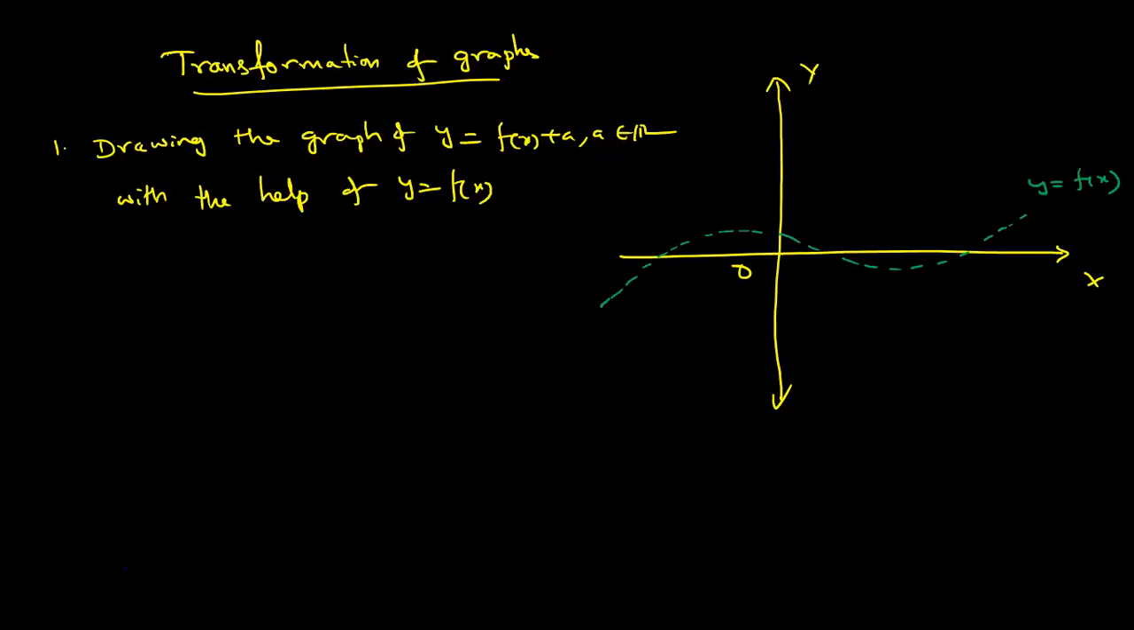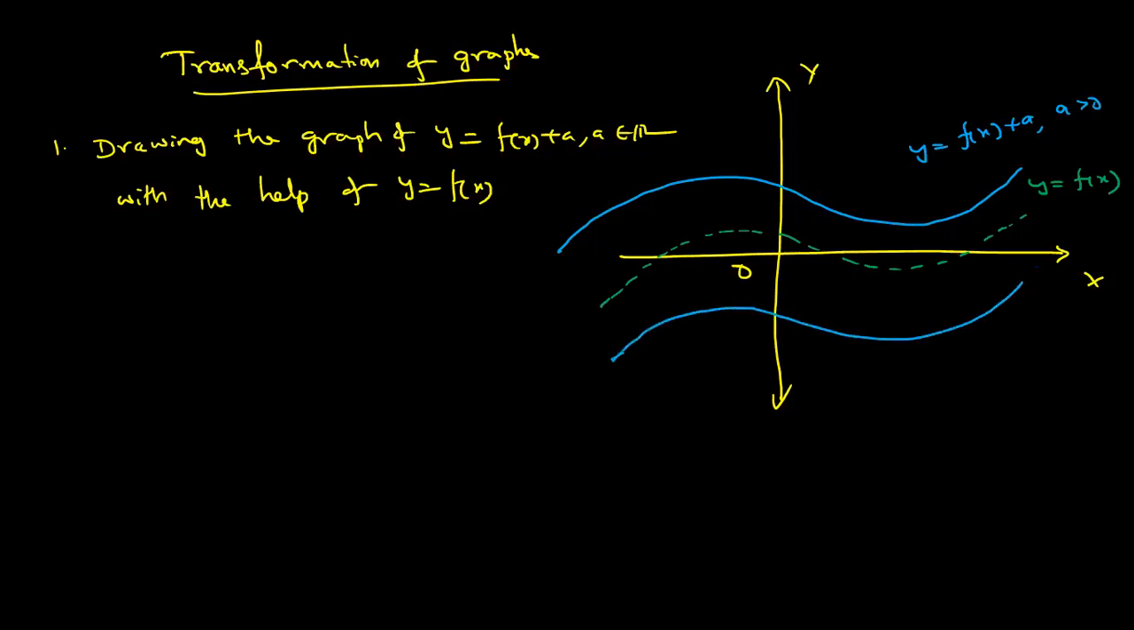Anyone? The graph is coming like this, y is equal to f of x plus a when a is positive. Positive means you are moving upwards. Now, like that, a rough diagram: y is equal to f of x plus a when a is negative too. How to draw the graph here?